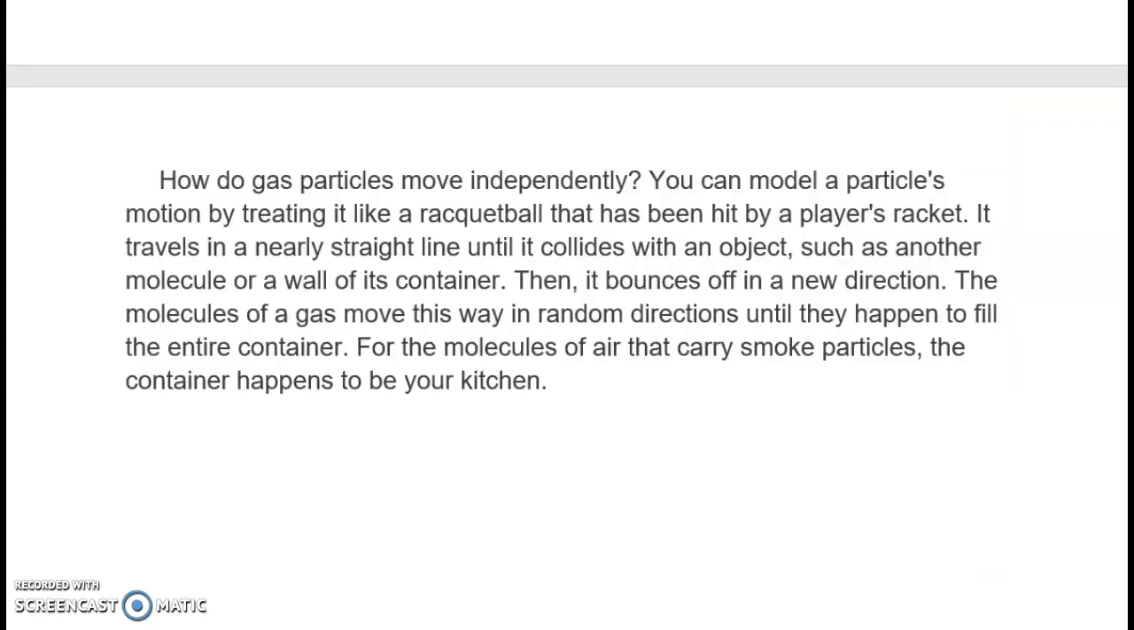How do gas particles move independently? You can model a particle's motion by treating it like a racquetball that's been hit by a player's racket. It travels in a nearly straight line until it collides with an object, such as another molecule or a wall of its container. Then it bounces off in a new direction. The molecules of a gas move this way in random directions until they happen to fill the entire container. For the molecules of air that carry smoke particles, the container happens to be your kitchen.